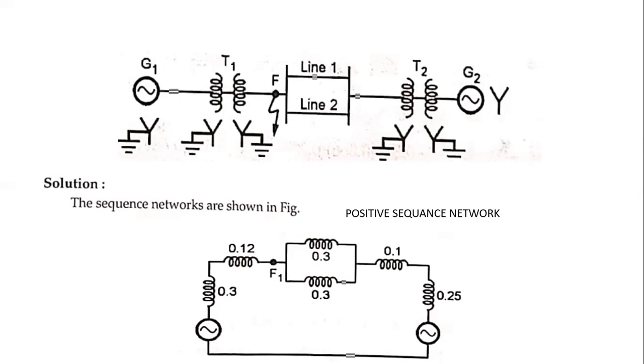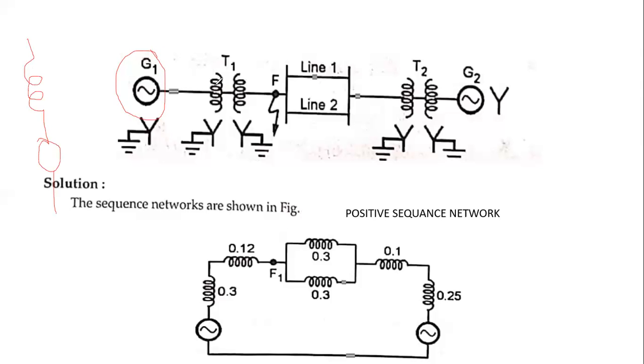First of all, we will draw the sequence networks, that is positive sequence, negative sequence, and zero sequence. First we draw the positive sequence network. We first consider G1. What is the equivalent positive sequence network for the generator? That is the reactance in series with the voltage source.